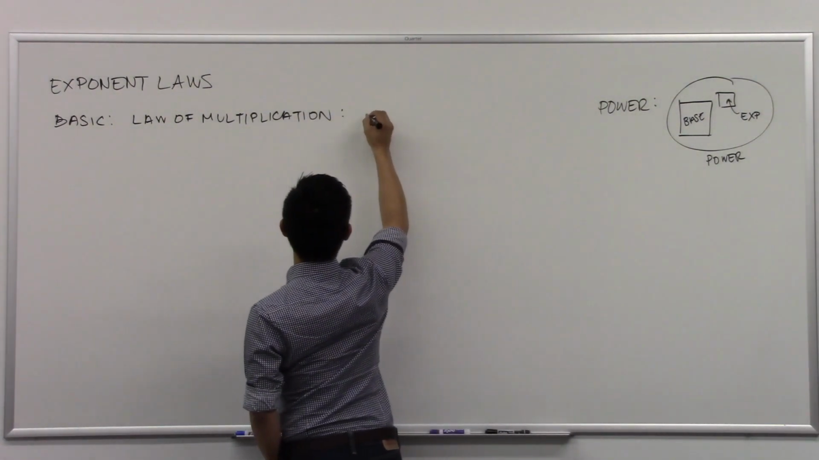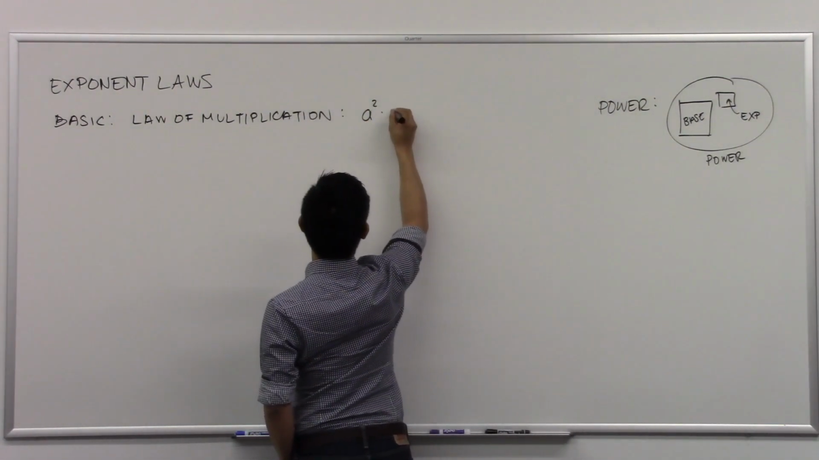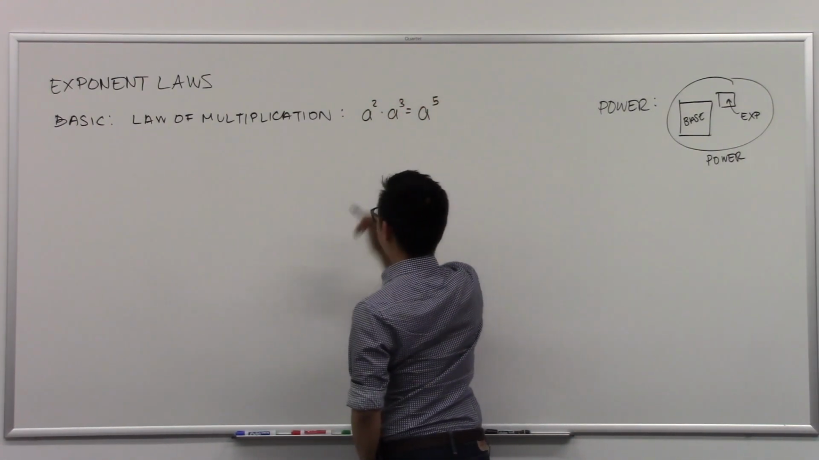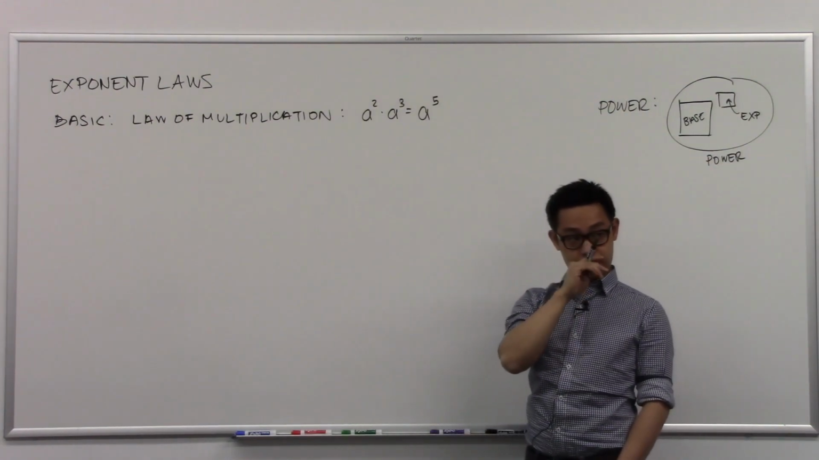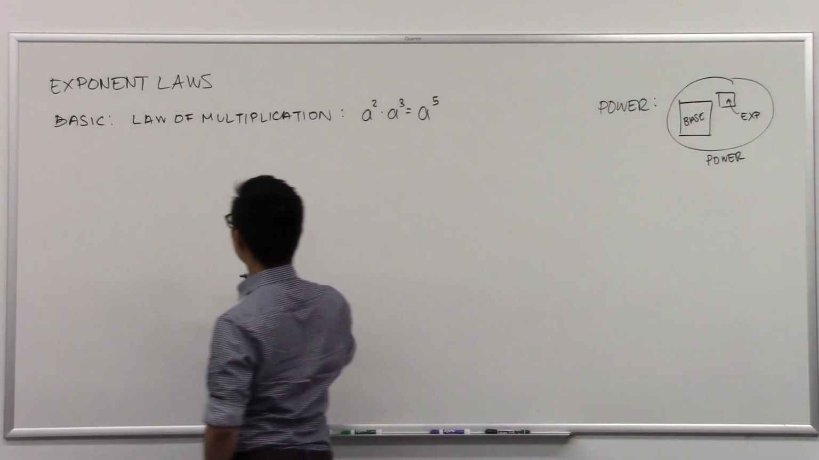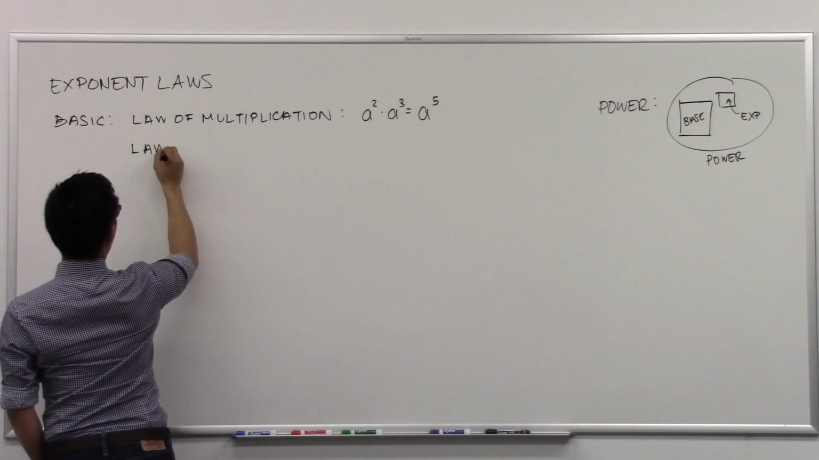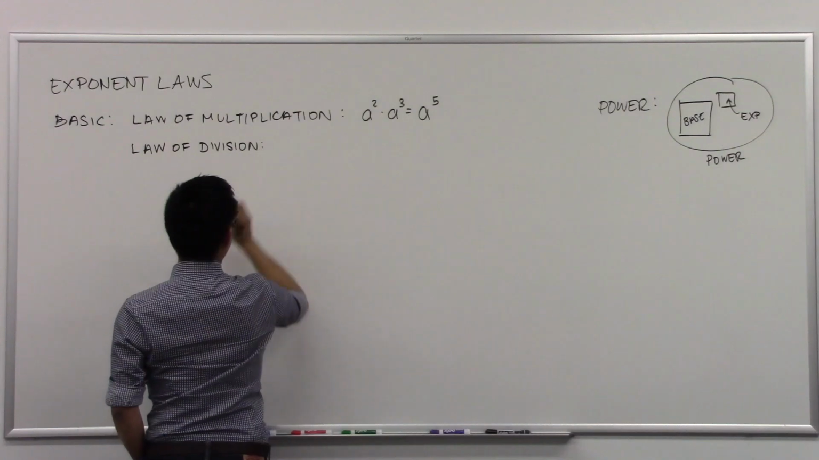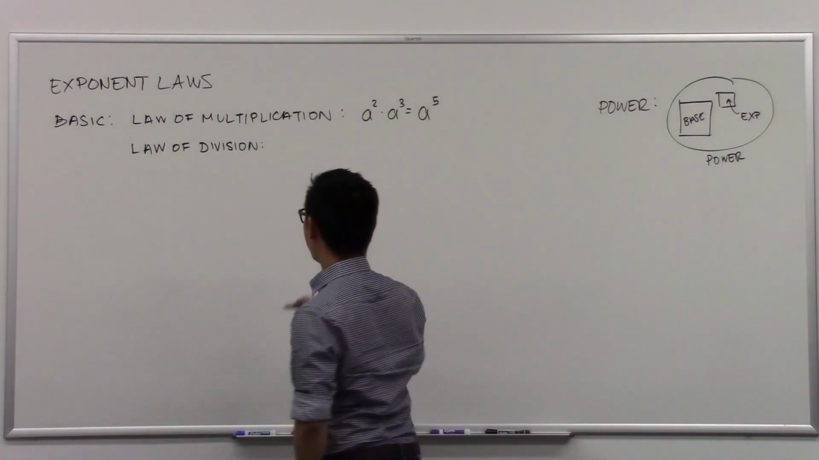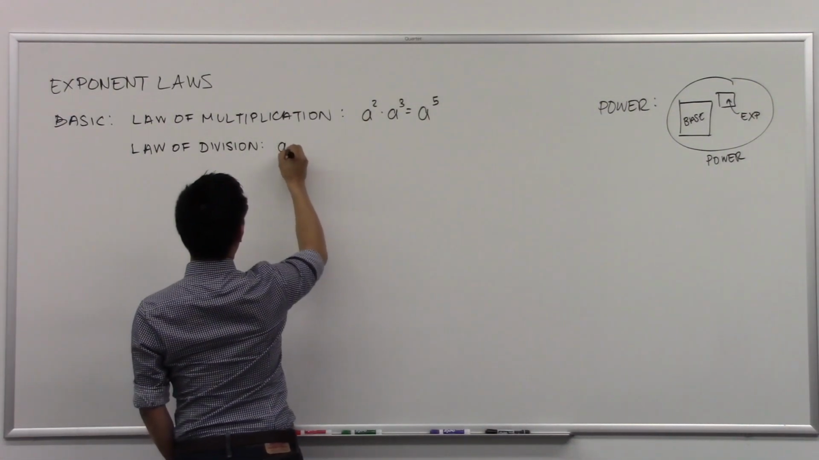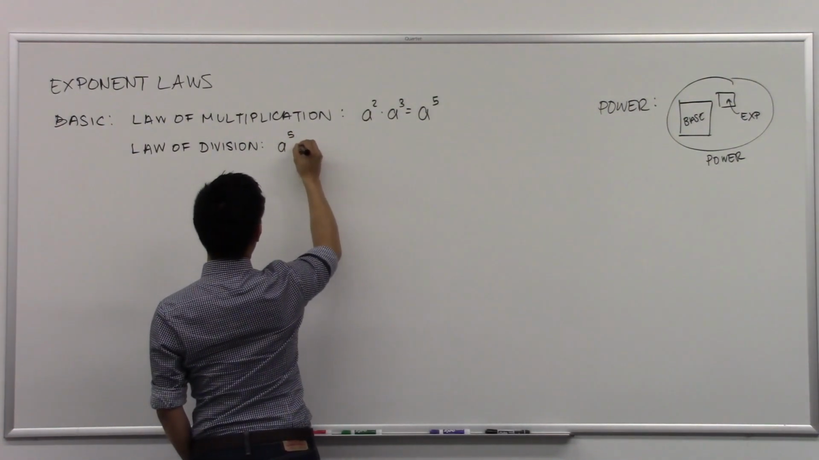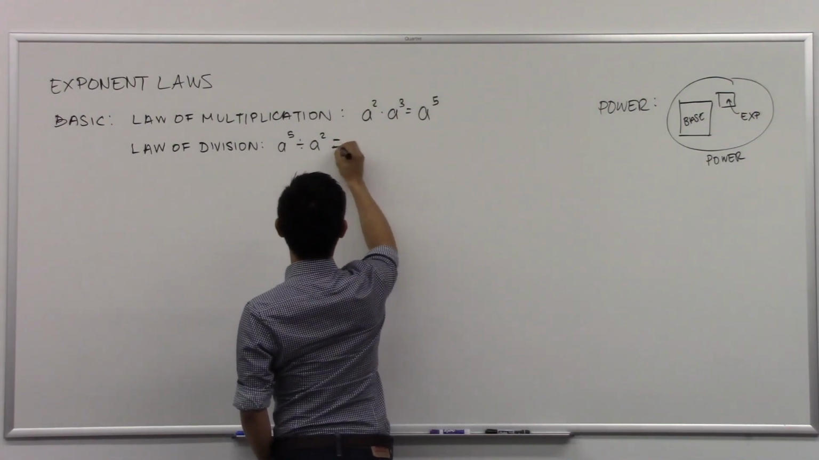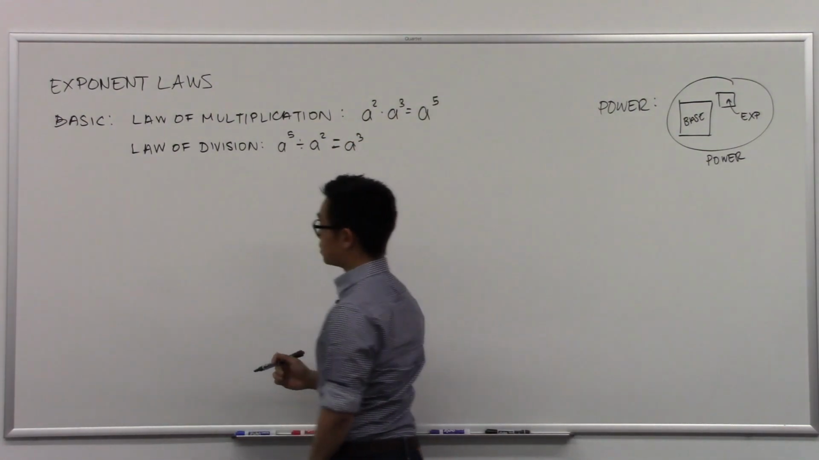So the law of multiplication says that when you're multiplying powers with the same base, you keep the base and add the exponents. Okay. The law of division says that when you're dividing powers with the same base, you keep the base and subtract the exponents.